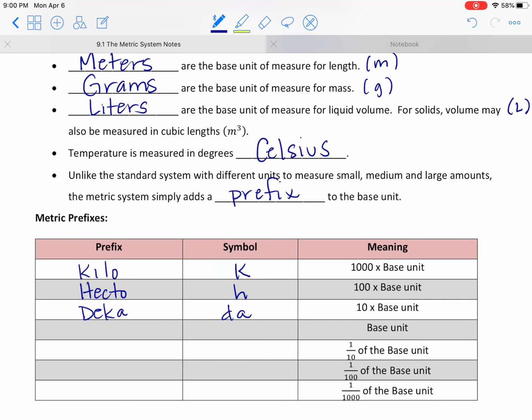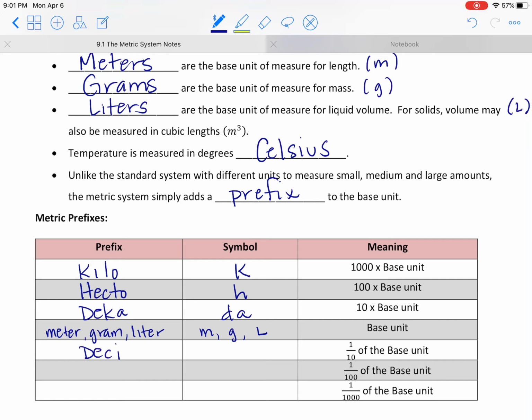And then you have the deca prefix, which is going to be abbreviated DA. You have the base unit, no prefix, just your base unit, which is going to be your meter, gram, or liter. So no prefix, you're just going to have an M or a G or an L. And then as we get larger, multiply by 10 is deca, multiply by 100 is hecto, multiply by 1,000 is kilo, and then we get smaller as we move the other direction.